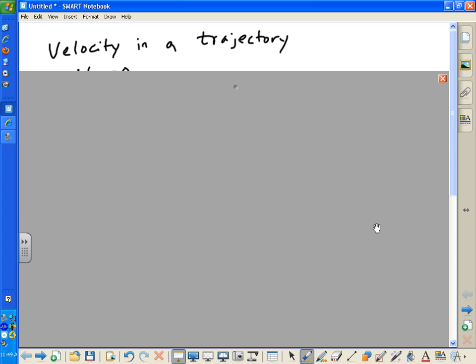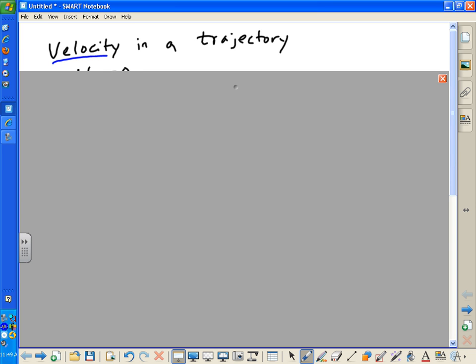Alright, so today I'm trying to teach you how to find the velocity of an object as it's in a trajectory. We got to do a quick review here on just terms. What does velocity mean? It's speed, but with one more thing. Yeah, with a direction. We want to know which way is it going.